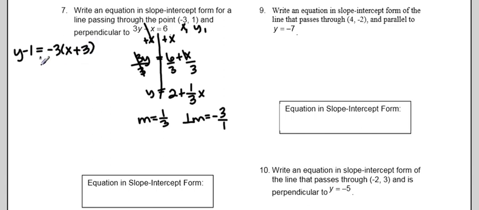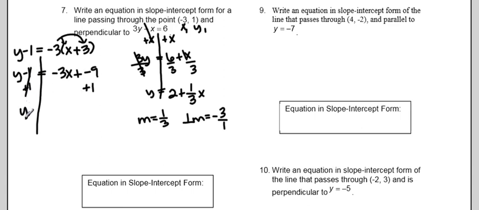To get it in slope-intercept form, I have to distribute. So the y minus 1 stays the same. I have negative 3 times x, which is negative 3x, plus negative 3 times 3, which is negative 9. Add 1 to both sides. And we find out that y equals negative 3x plus negative 8.